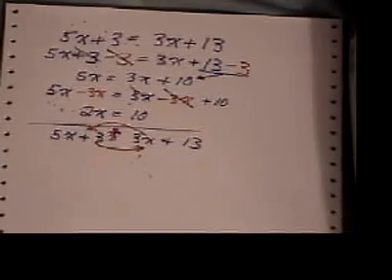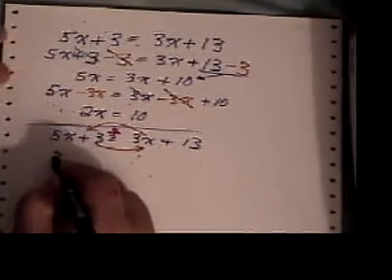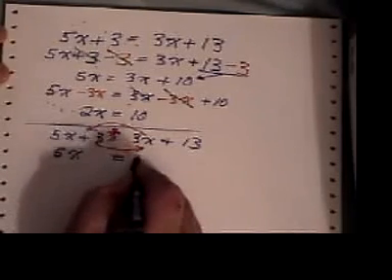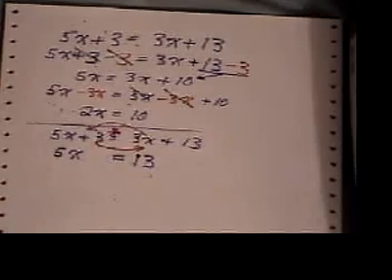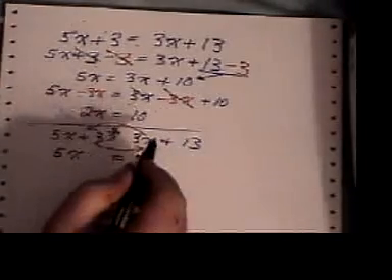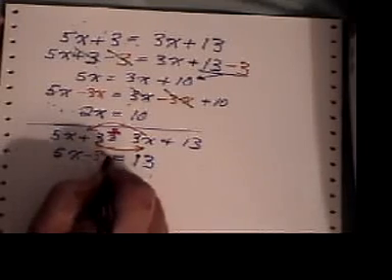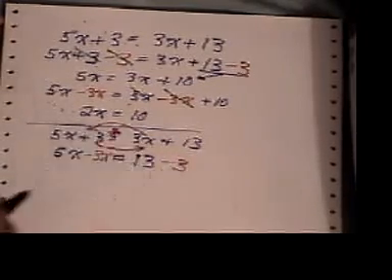Now if we remember the border guard's job to change the sign, here's what everything looks like once they've crossed the border. You have 5x here, and you have 13 here. They have not changed sides. But the 3x has come across and we make it a minus 3x, and the plus 3 has come across and we make it a minus 3.